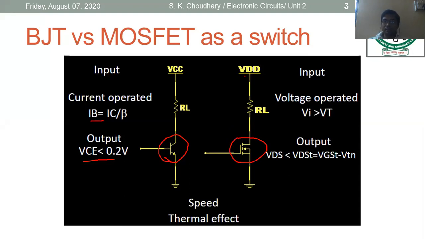Now you can see here we use the supply voltage and the load resistor similarly. The required condition is that the input voltage given to the gate, VGS or VI, whatever you consider, should be greater than the threshold voltage. We have to know that to turn on the MOSFET, the required minimum condition is that your input voltage should be greater than the threshold voltage. That's why this condition has been taken here.